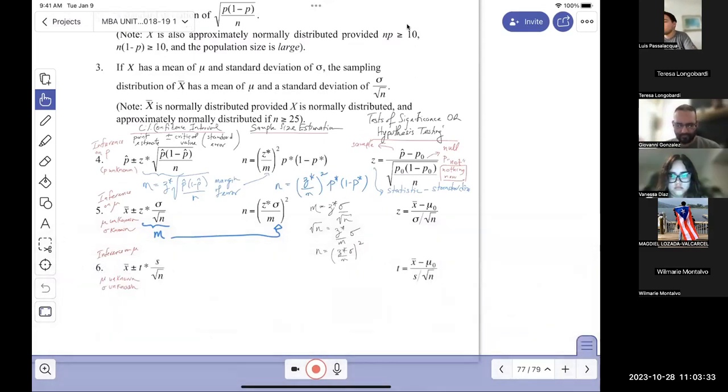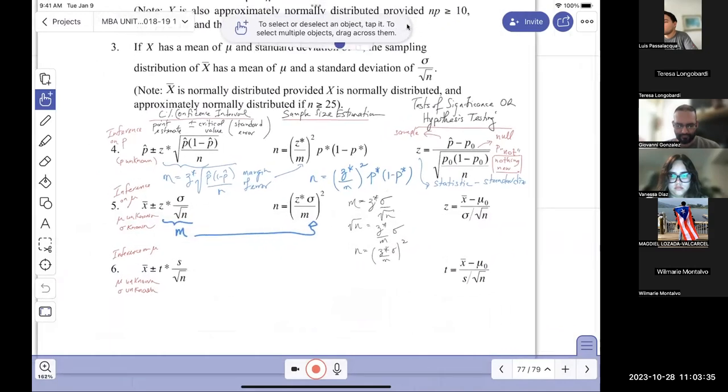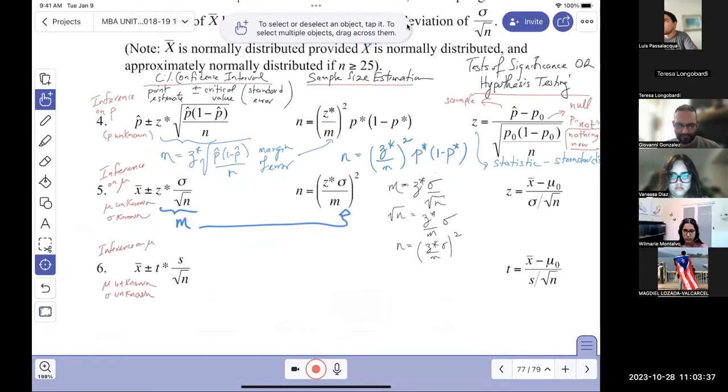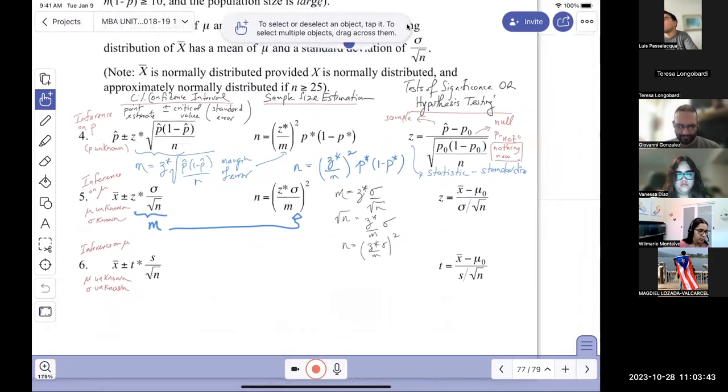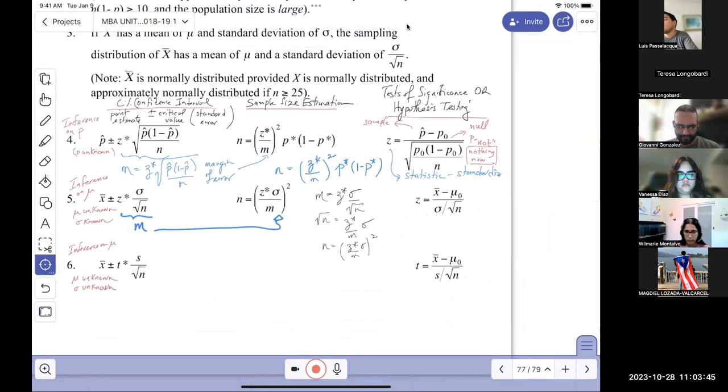Okay, so we've already looked at these exercises, it's very similar to what we did before in inference. This is inference on the mean with sigma unknown. So this would be the confidence interval. This is for testing hypothesis, and there's nothing here. Why is there nothing here?